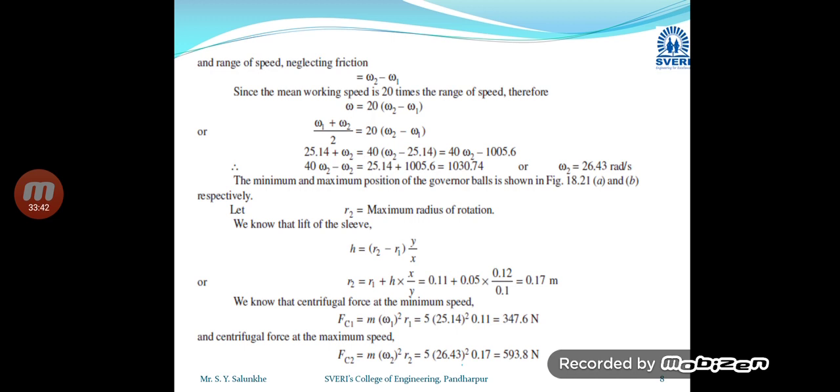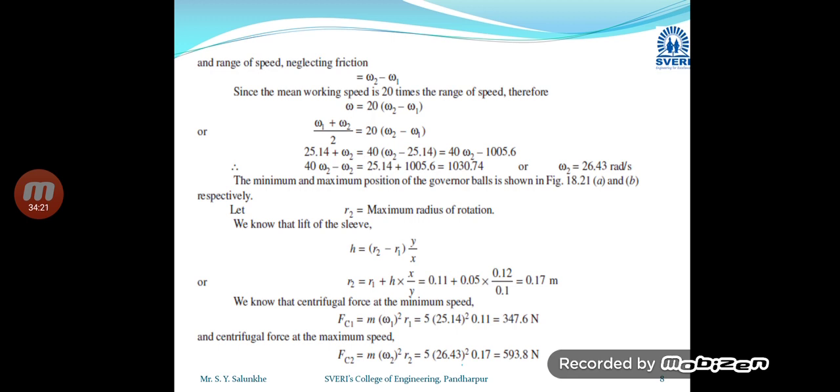Since the mean speed of working is 20 times the range of speed, we can use the formula that omega, which is the mean speed, is 20 times the range. So the equation becomes omega equals 20 into bracket omega 2 minus omega 1. One can write this by taking omega to the other side, that is, (omega 1 plus omega 2) divided by 2, the mean speed, is equal to 20 into (omega 2 minus omega 1).